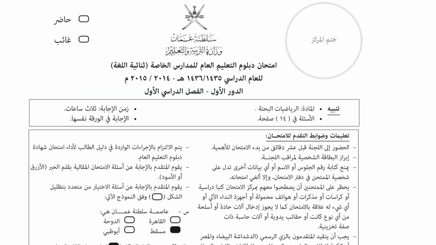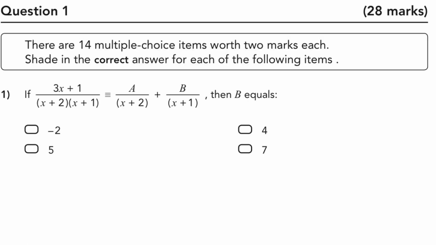Let's start. Today we are going to solve the Bilingual GED Maths first semester first session 2014-2015 paper. Let's solve. The first question has 14 multiple choice items and each one is 2 marks.